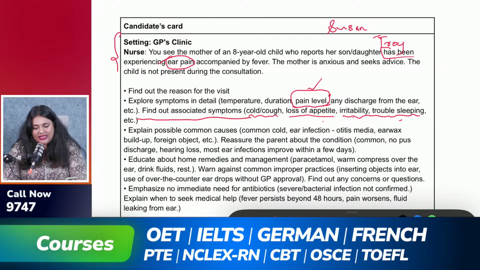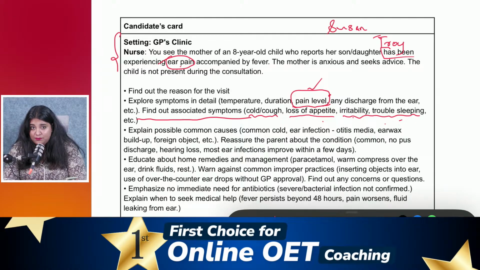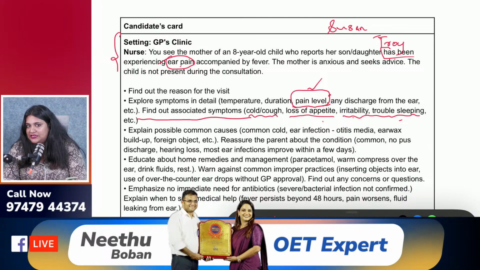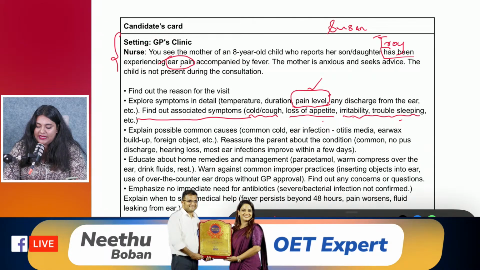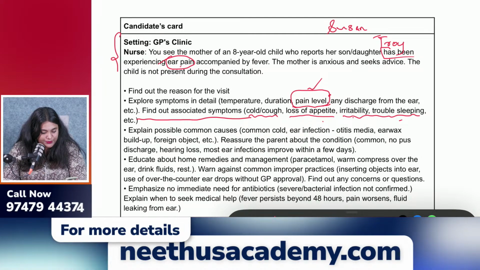Has he been really irritable, or does he have any trouble sleeping? Has he been irritable, or does he have irritability or trouble sleeping? That will also be very easy to ask. Does he have irritability or trouble sleeping?